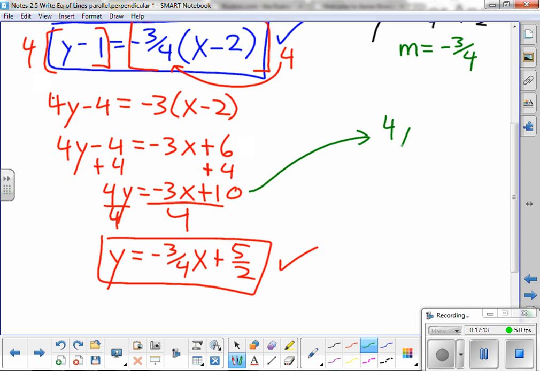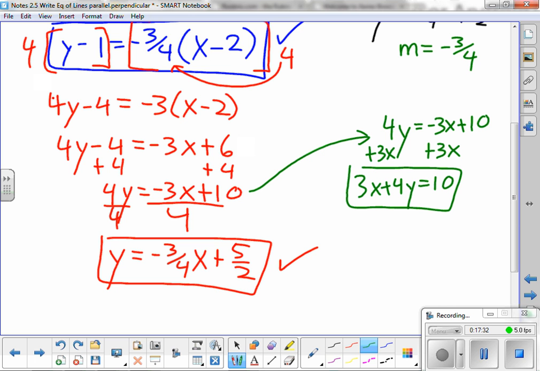Now you need to rewrite it. 4y equals negative 3x plus 10. You've already done the work to find it up to there, so I don't mind you guys doing that again. So plus 3x, because we're doing standard form now, plus 3x. That's going to be 3x plus 4y equals 10. You now have all three forms. Good job. And moving on.